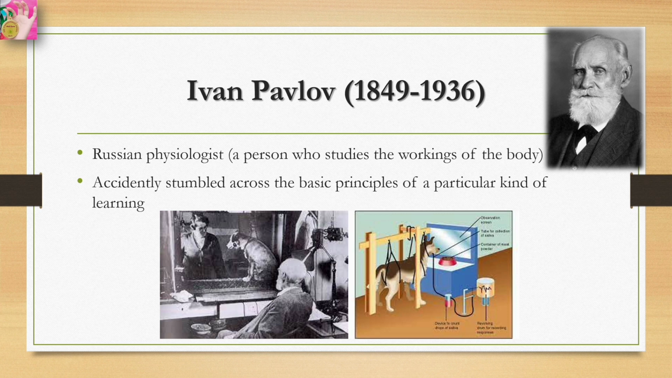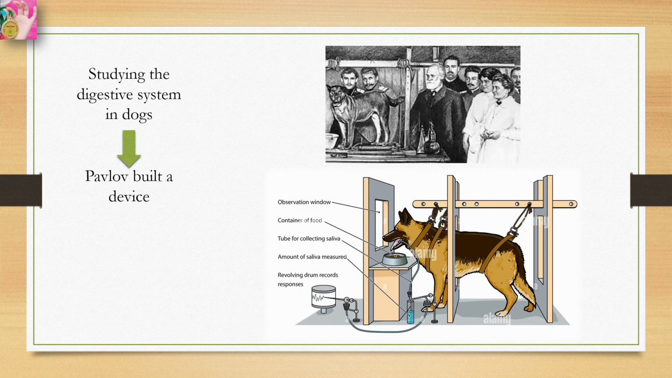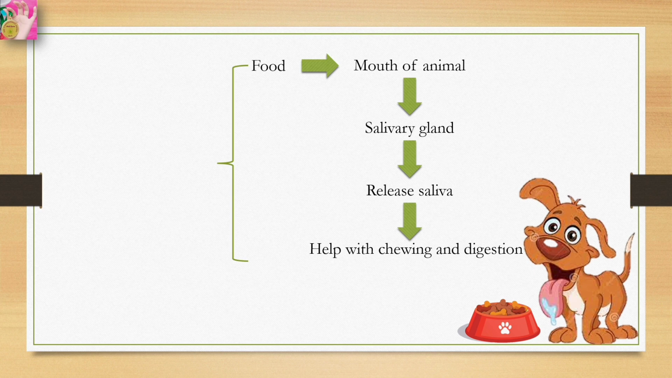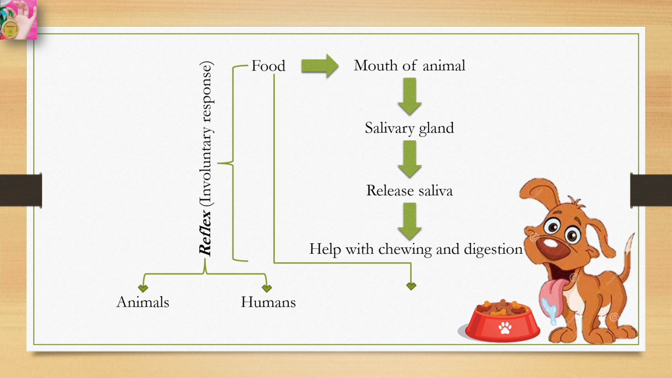Now, if we talk more about what classical conditioning is and who first studied it: studying the digestive system in his dogs, Pavlov had built a device that would accurately measure the amount of saliva produced by the dogs when they were fed a measured amount of food. Normally, when food is placed in the mouth of any animal, the salivary glands automatically start releasing saliva to help with chewing and digestion. So this is a normal reflex, an involuntary response in both animals and humans. So the food causes a particular reaction, the salivation.